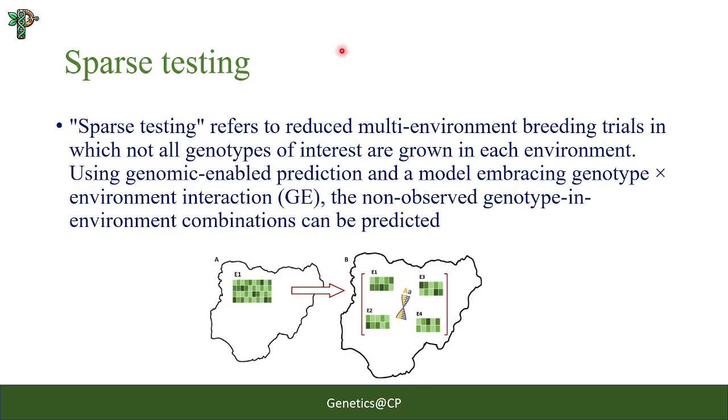Another important topic is sparse testing. What is the genomic relationship matrix, and how is it used in sparse testing? What is the use of sparse testing in large-scale trials? If you type this word in ChatGPT or YouTube, you'll get many videos, so I'm not going into detail about this concept. If you are interested, you can read it. These are the important concepts that I wanted to discuss today.